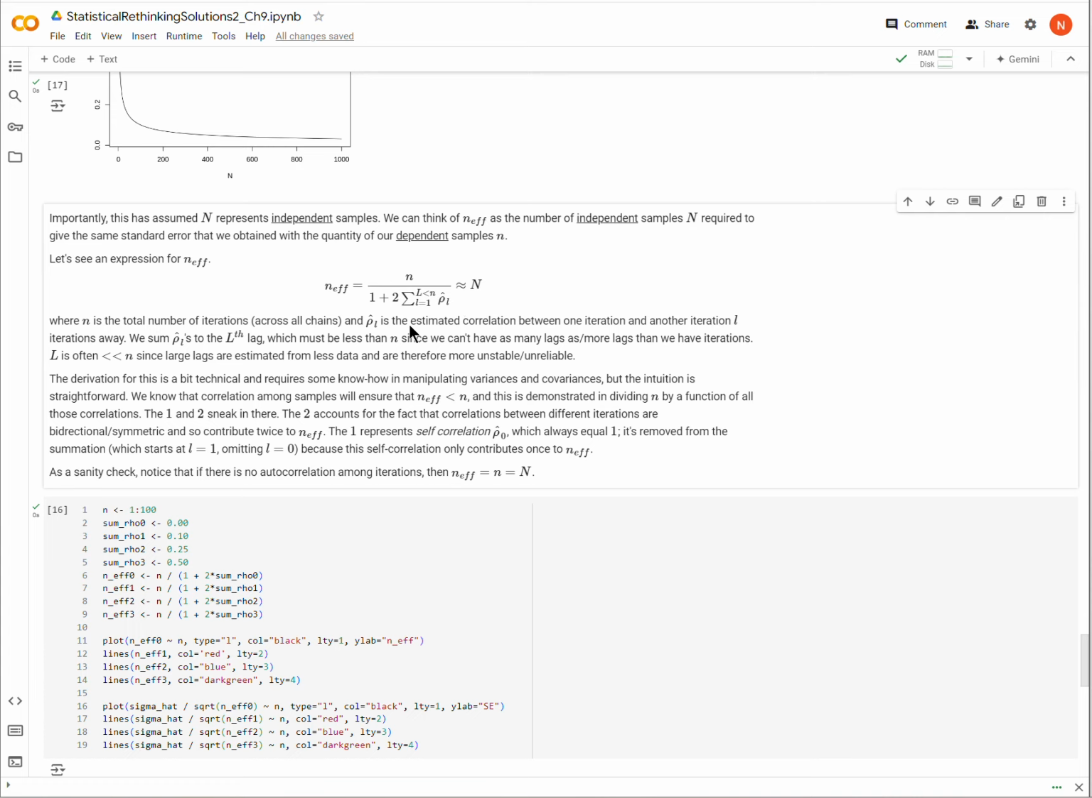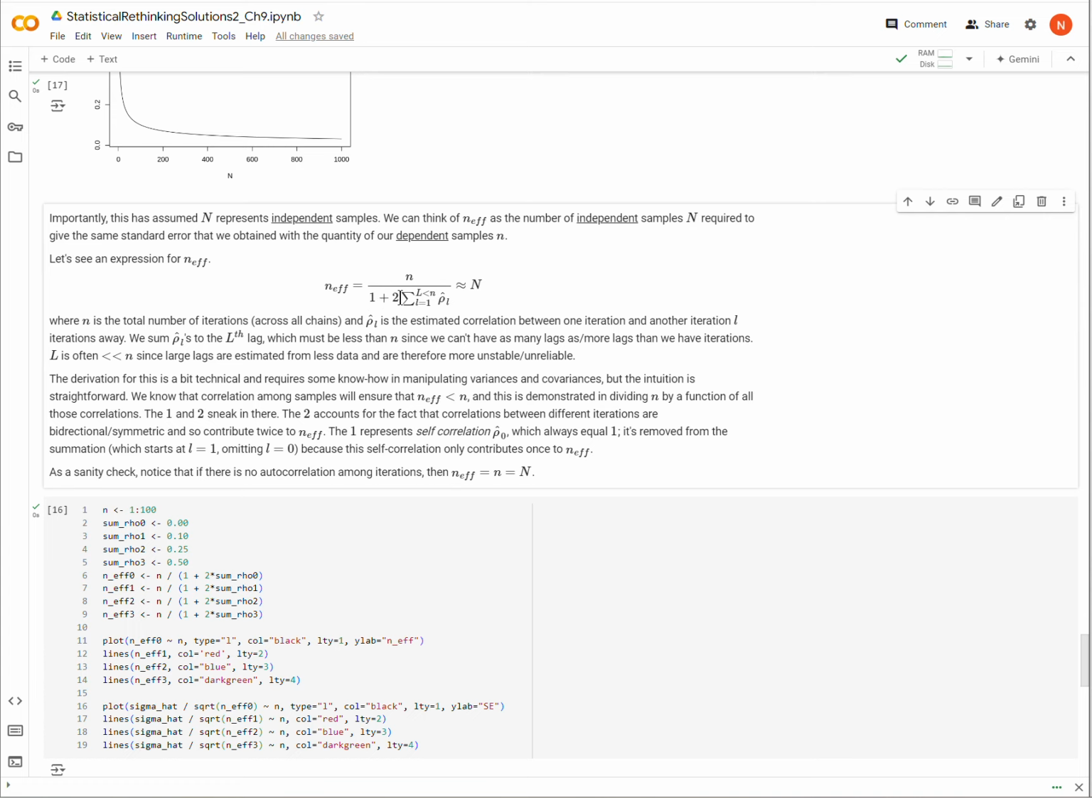Okay, so we see then that we're reducing the size of n as the correlations increase among samples. That's really the intuition here. Now this 1 and this 2 sneak in there for reasons that fall out of the derivation. Notice that the lags start at 1, so iteration 1, iteration 2, iteration 2, iteration 3. But each iteration is also correlated with itself, which would be lag of 0, and that is 1. So rather than putting it here, starting at 0, we put it over here.